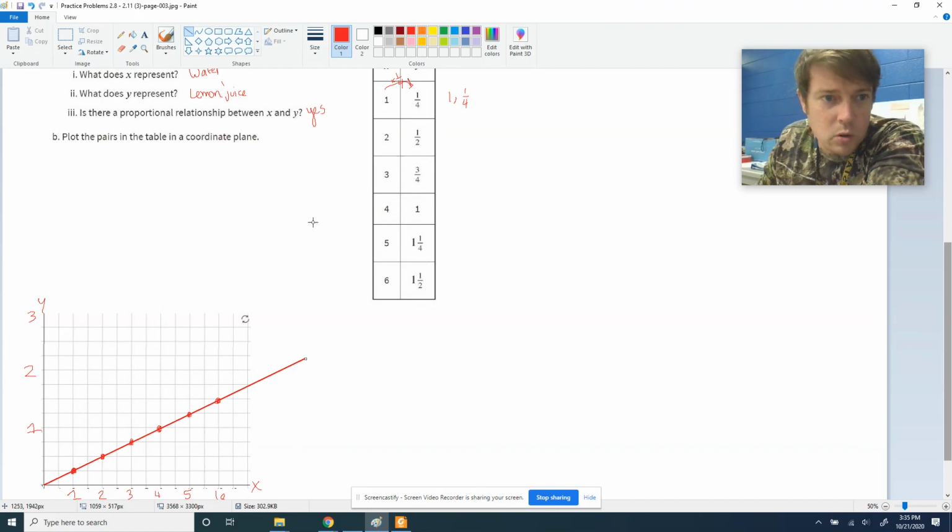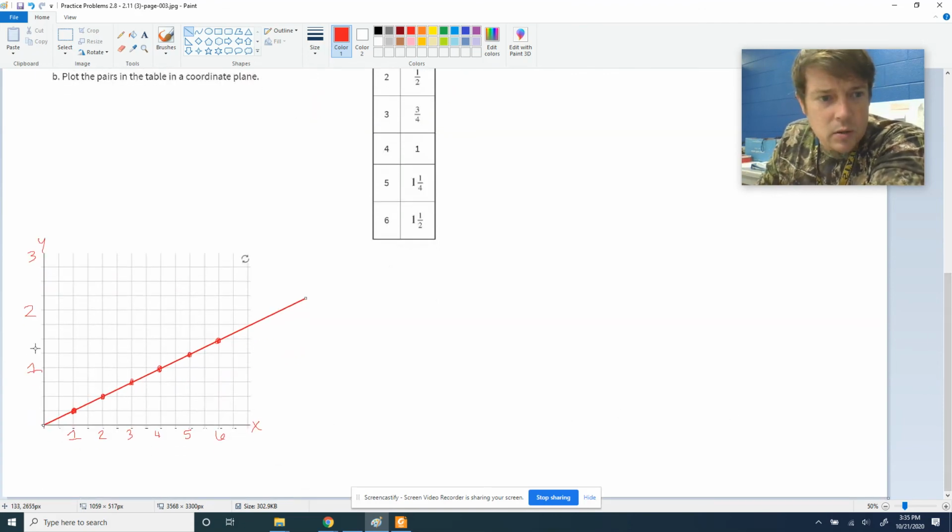It's proportional. We plotted the pairs. That's all you had to do. There's no explanation. You plot the points, you make a good list of labels, and you got your intervals worked out right. You should have a nice little graph on your page when you get finished.